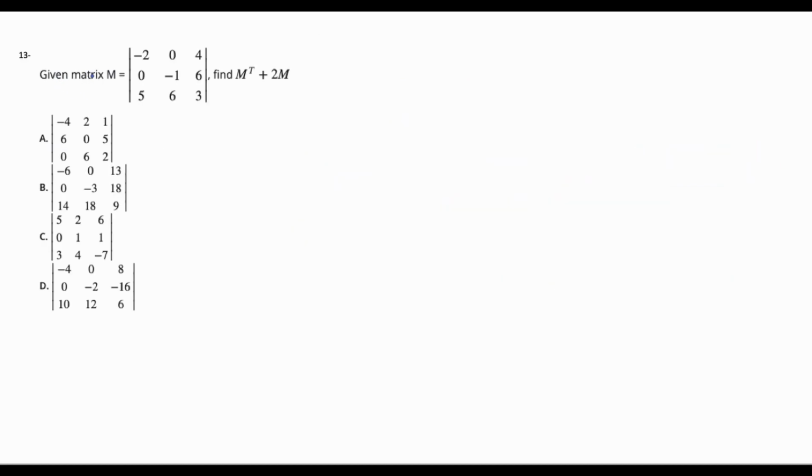Question 13 says, given the matrix M, which we have here, find M transpose plus 2 multiplied by the matrix. So the first thing we need to do is evaluate M transpose. Now, the transpose of any matrix is simply a situation where we substitute the columns for the rows. So instead of having this matrix that we have right here, we're going to rewrite this as minus 2. Instead of 0 here, we have this 0 here. They are the same thing anyways. So 0, but 5 here.